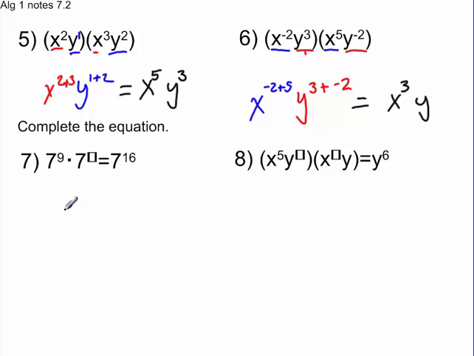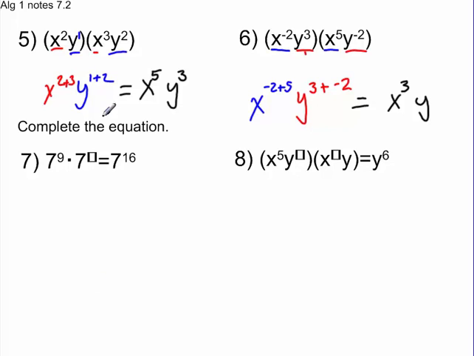Now, complete each equation here. Just follow the same path that we have been. Go ahead and hit pause on the video. Complete those 2 equations. Hit resume, and I'll show you the answers.